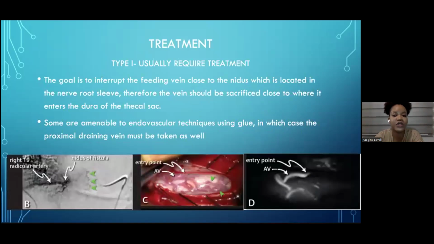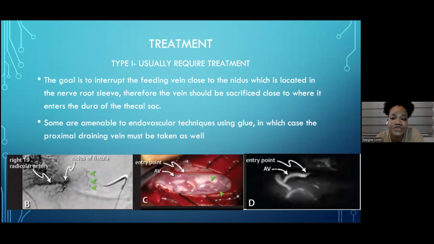So for type 1, dural AVFs usually require treatment. The goal here is to interrupt the feeding vein close to the nidus, which is located in the nerve root sleeve. Therefore, the vein should be sacrificed close to where it enters the dura of the thecal sac. Some are amenable to endovascular techniques using glue, in which case the proximal draining vein must be taken as well.